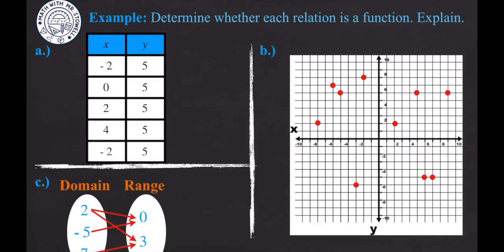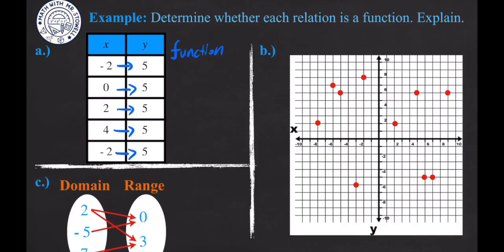In this example, we want to determine whether each relation is a function and also explain. We have -2 going to 5, we have 0 going to 5, we have 2 going to 5, 4 going to 5, and -2 going to 5 again. Well, this right here is a function. The reason why it's a function is because every single element in this table, in this relation, goes to exactly one other element. They just all happen to go to 5.